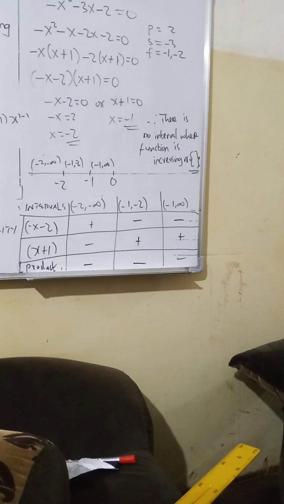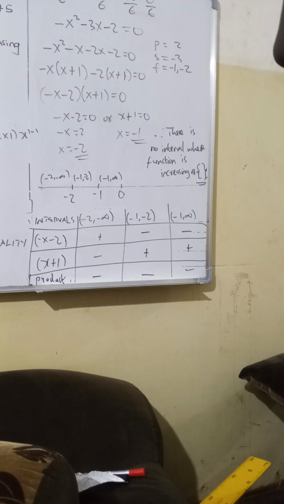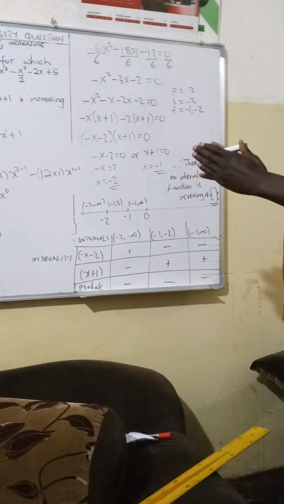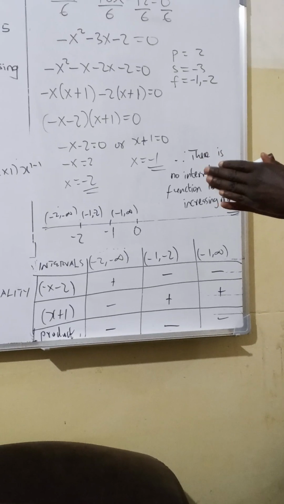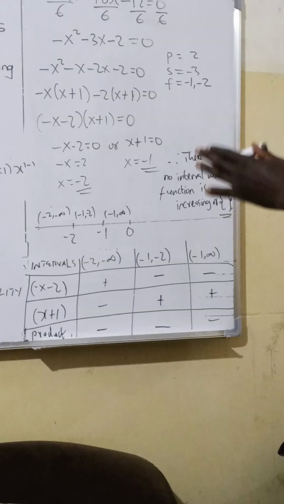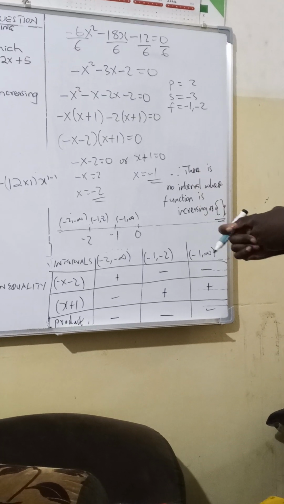Yeah. So this is what I had for you in today's video. We're looking at increasing or decreasing functions. When a function is increasing, the first derivative must be greater than 0. When a function is decreasing, the first derivative must be less than 0. So this is what we had for you in today's video.